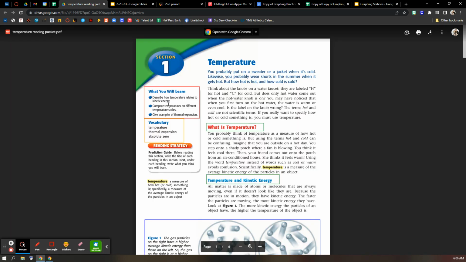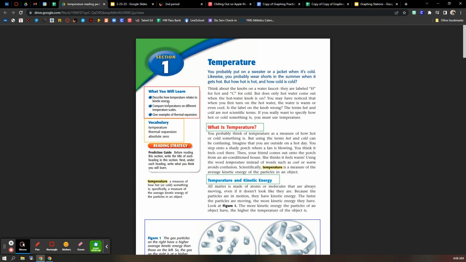You probably put on a sweater or a jacket when it's cold. Likewise, you probably wear shorts in the summer when it gets hot. But how hot is hot and how cold is cold? Think about the knobs on a water faucet. They are labeled H for hot and C for cold.